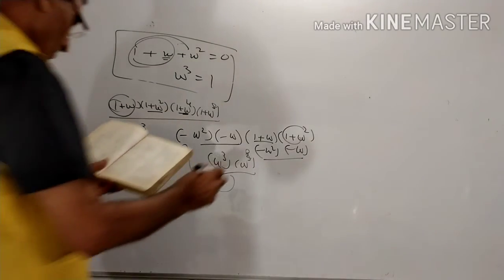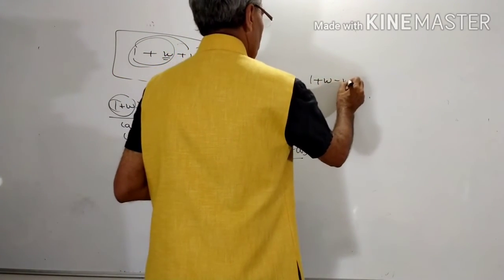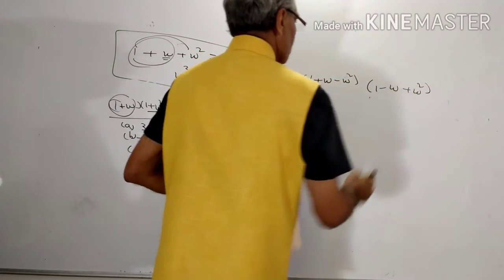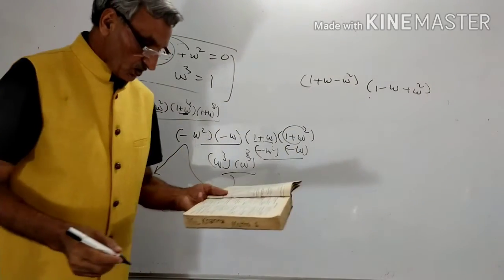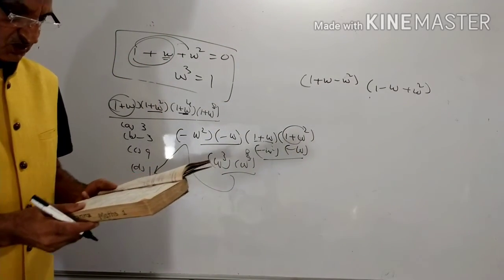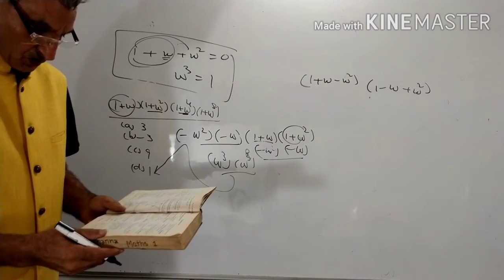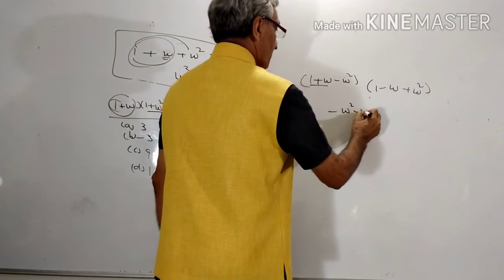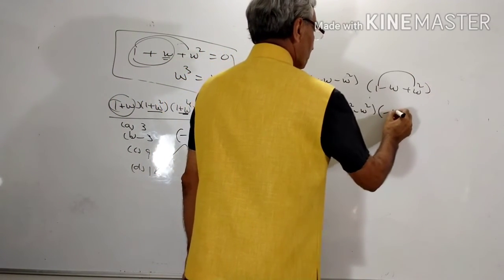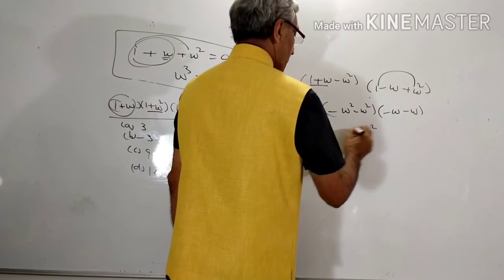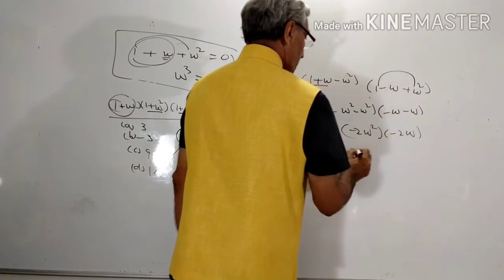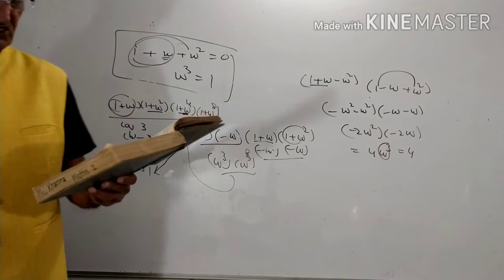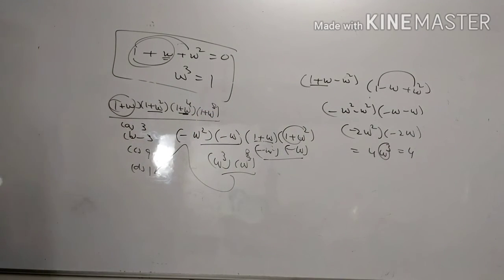Let me do one more question on this one. (1 plus omega minus omega square) into (1 minus omega plus omega square). What is this equal to? Choices are 1, 0, 2, 4. What is the answer of this? Friend, here we go. 1 plus omega is equal to minus omega square, and 1 plus omega square is equal to minus omega, so it is minus 2 omega square and minus 2 omega, which is 4 omega cube, equal to 1. So this answer is equal to 4. That's the question given in the case of omega.